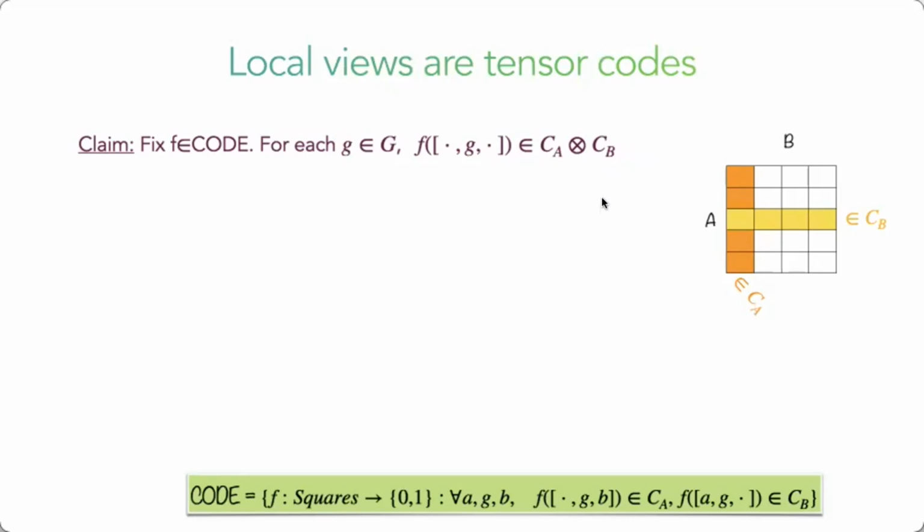Okay, so what is the claim saying? The claim is saying if you copy the bits of F2 around G to this table, you will see this behavior.